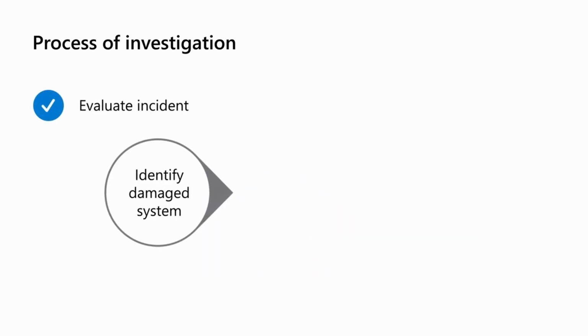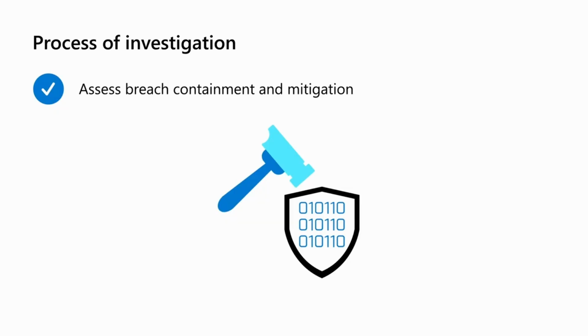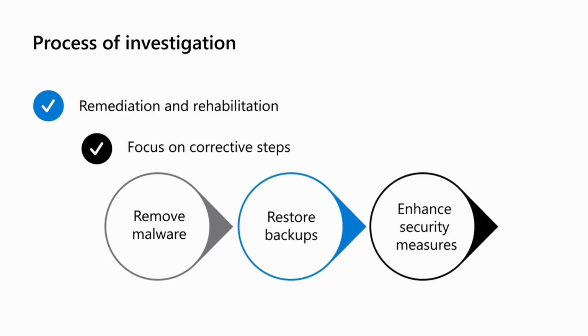Identifying damaged systems, compromised data, or potentially exposed instances of Microsoft's infrastructure will help you evaluate the breadth and effect of the incident. After that, you must assess the breach's containment and mitigation to protect against additional harm and recognize any hazards. Remediation and rehabilitation come last. Once you identify the immediate threats, concentrate on corrective actions like removing malware, restoring backups, or enhancing security measures to stop future occurrences. Now you have come to the end of this video.